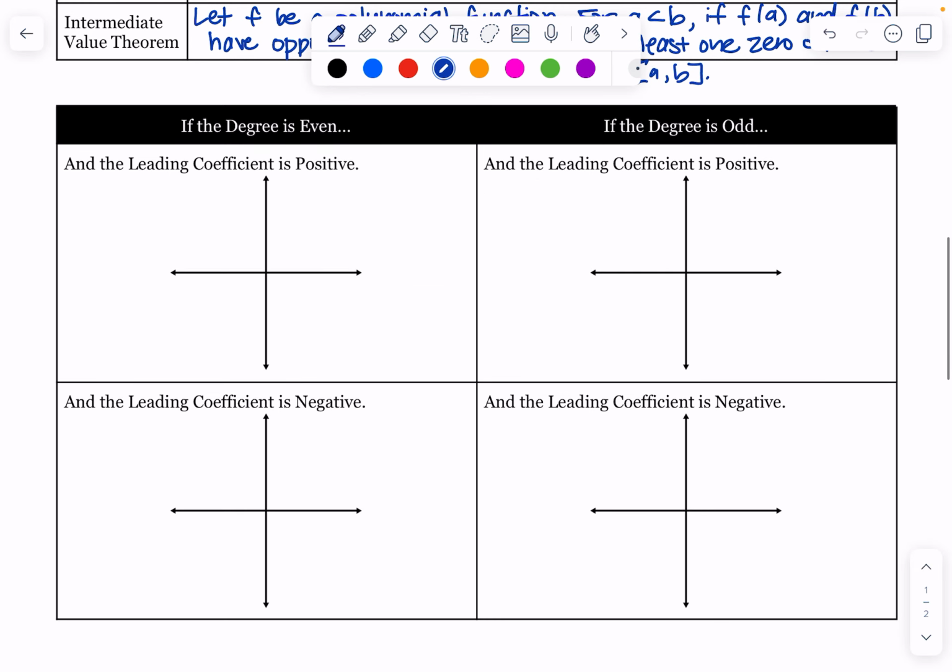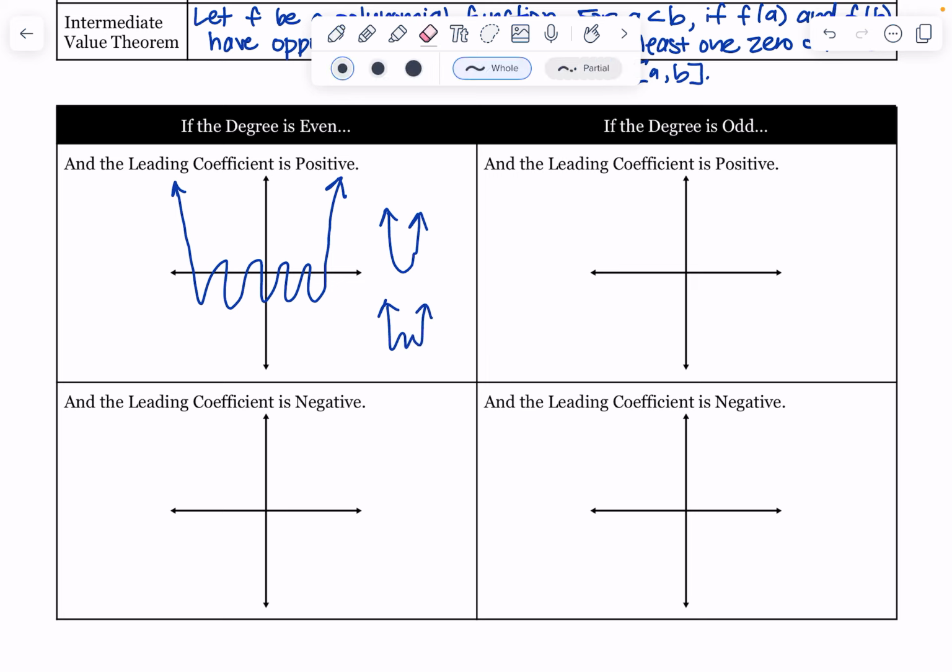All right, so if the degree is even and the leading coefficient is positive, what that means is our graph is going to be pointing up to start. It might bounce around a bunch, but it's going to end pointing up as well. It could be no loops, it could be 2 loops, but it's always going to end pointing up if the degree is even and the leading coefficient is positive.